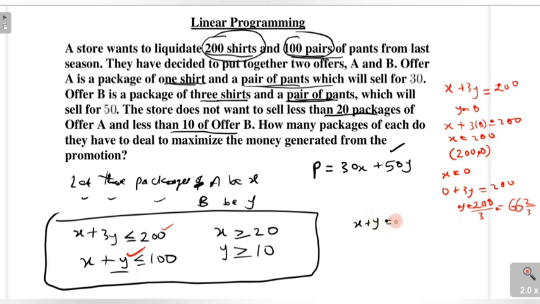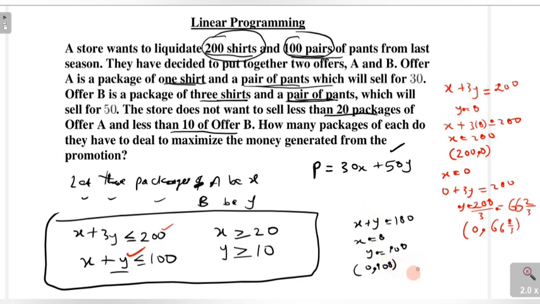is equal to 100. So if I set x is equal to 0, let me write the coordinate of the intercept of this. So the coordinate of the intercept of this will be 0, 66 whole number 2 over 3. For this one, when x is equal to 0, obviously y will just be equal to 100. So the coordinate of the point would be 0, 100.